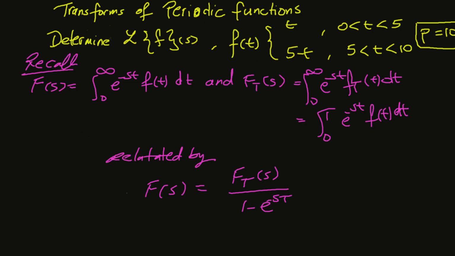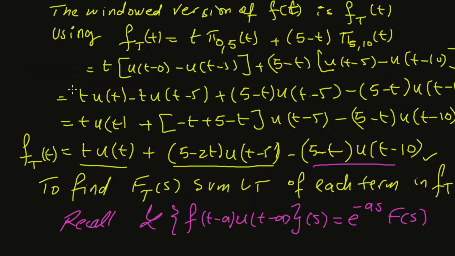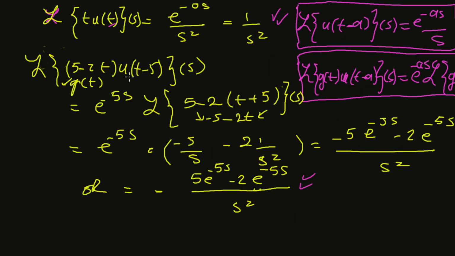So we windowed this, then we followed that windowed version of it until we found f sub capital T of t, and that gives us 3 terms because we combined the middle, and these 3 terms we applied those special formulas to find each one.